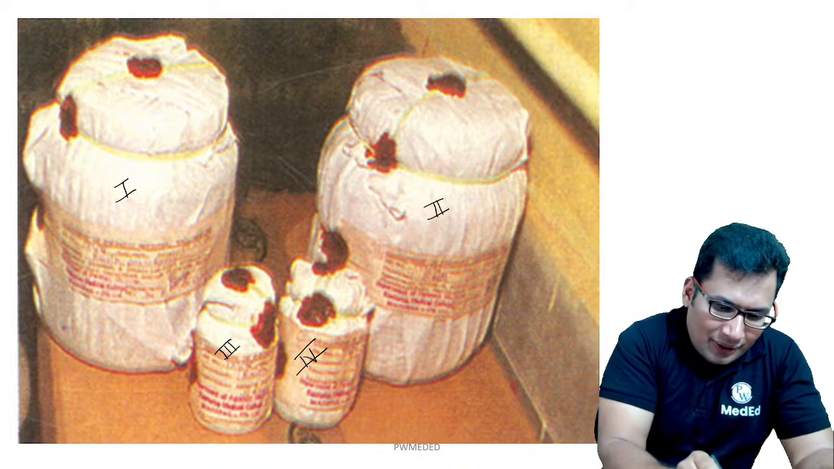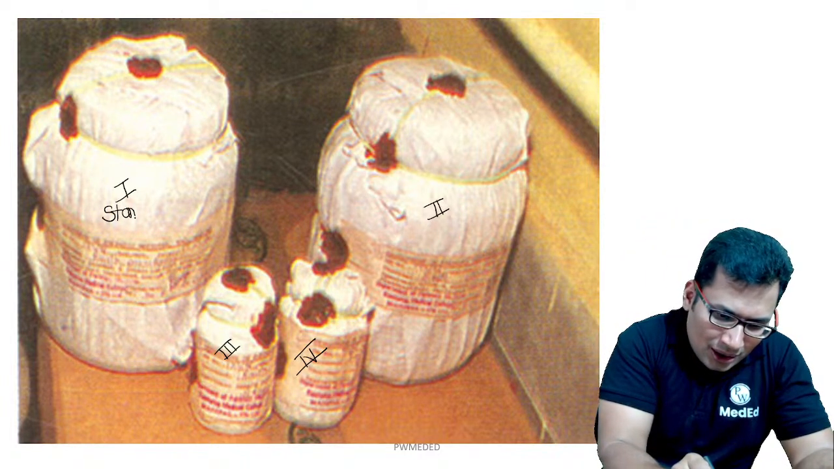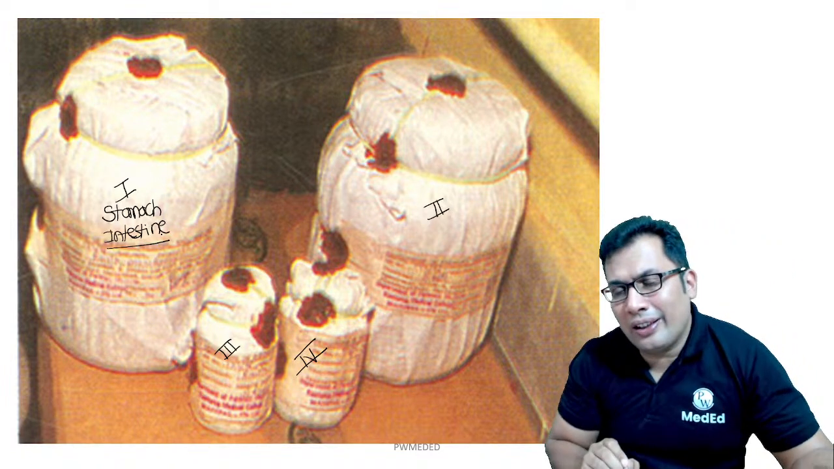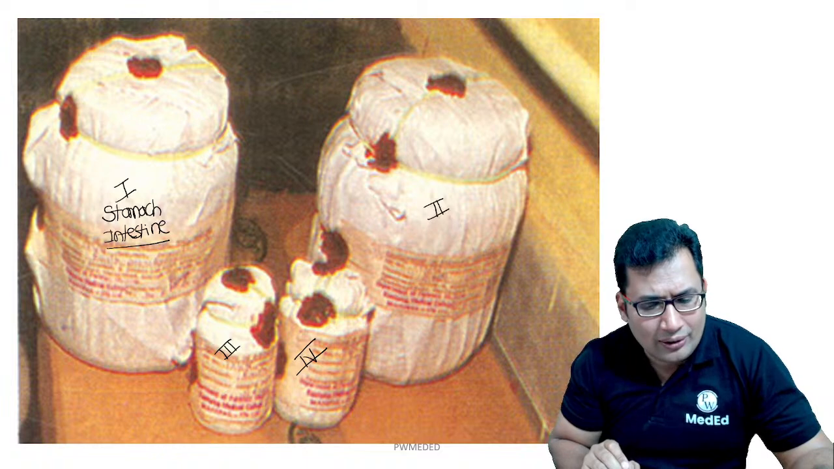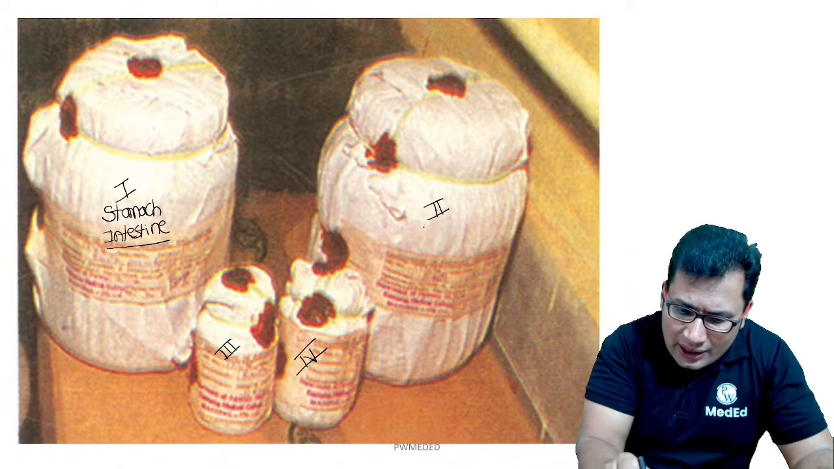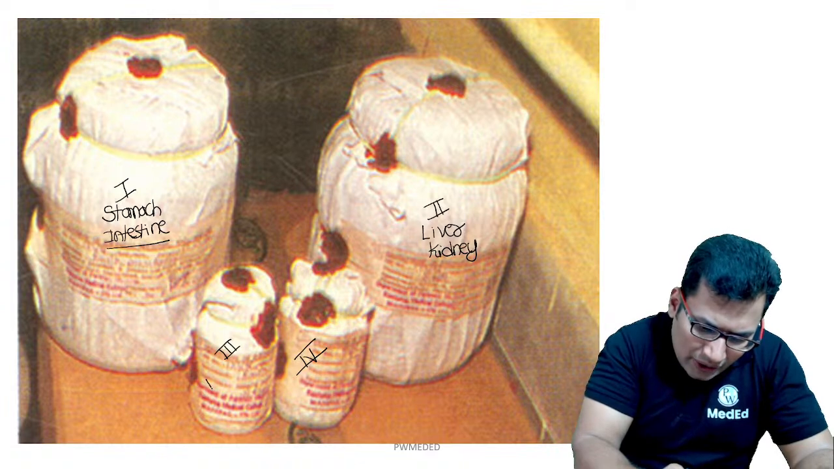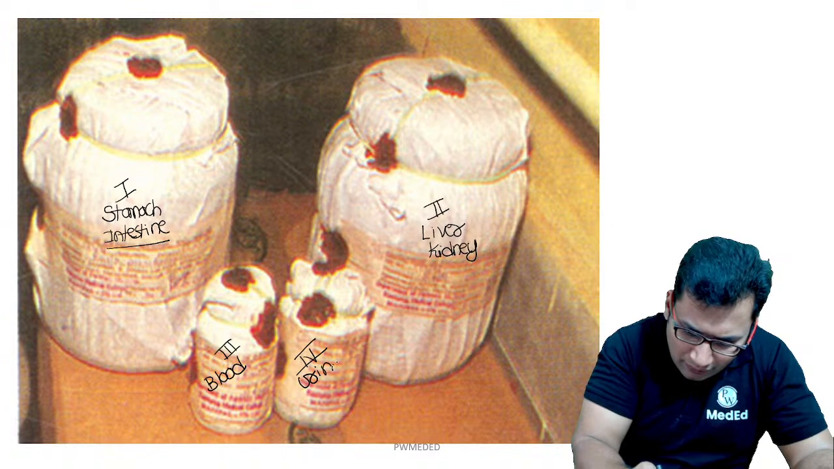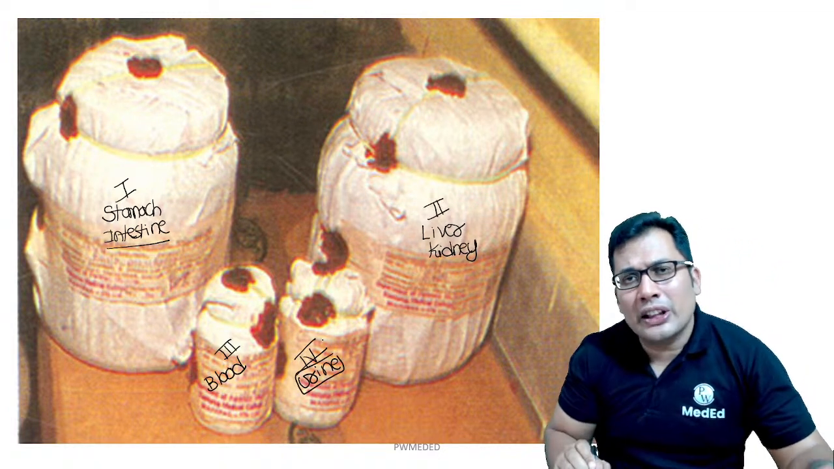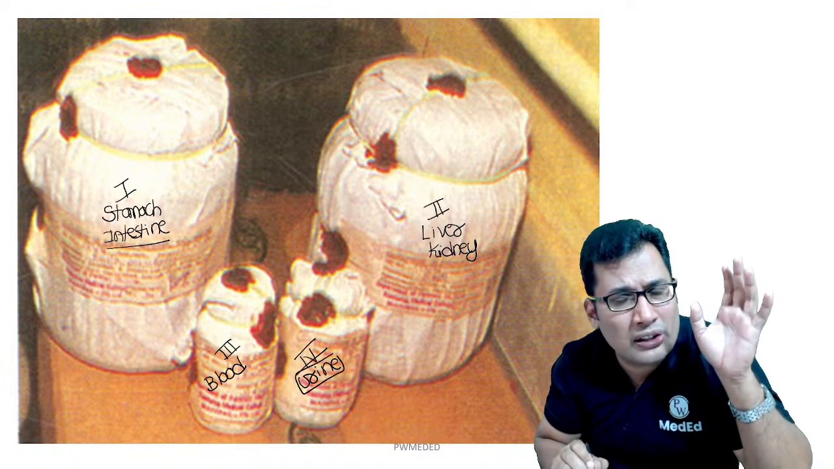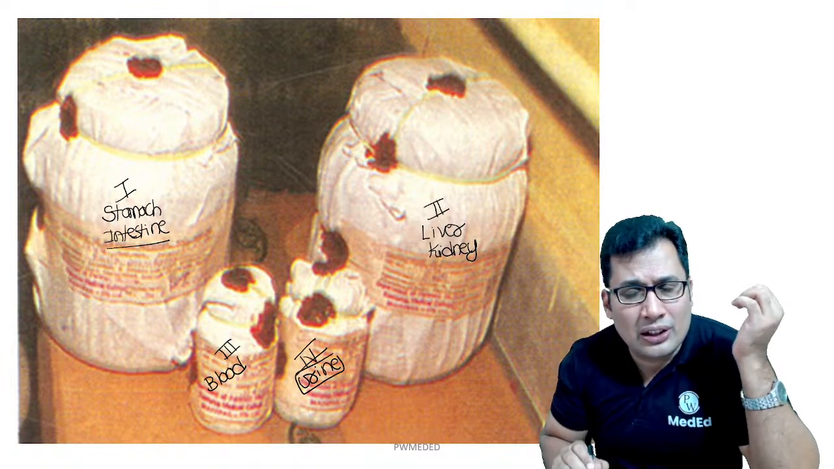The first one contains stomach and intestine, that is nothing but small intestine, around 20 to 30 centimeters, usually duodenum. The second contains liver and also the kidney. The third contains blood. The fourth contains urine. Along with this, you need to preserve a sample of the preservative also, that is the saturated solution of common salt.